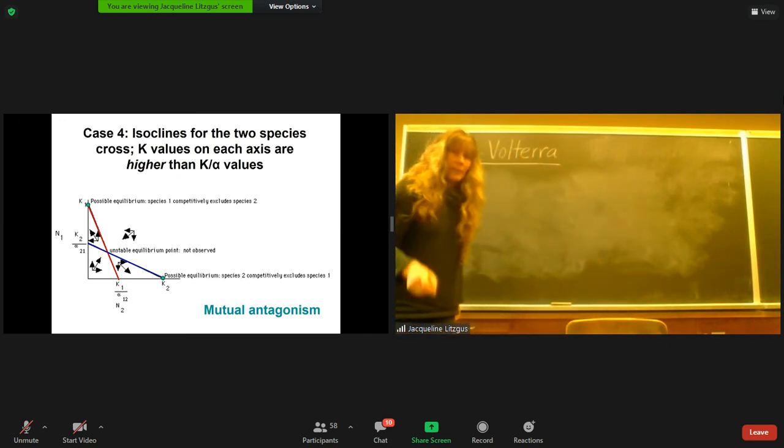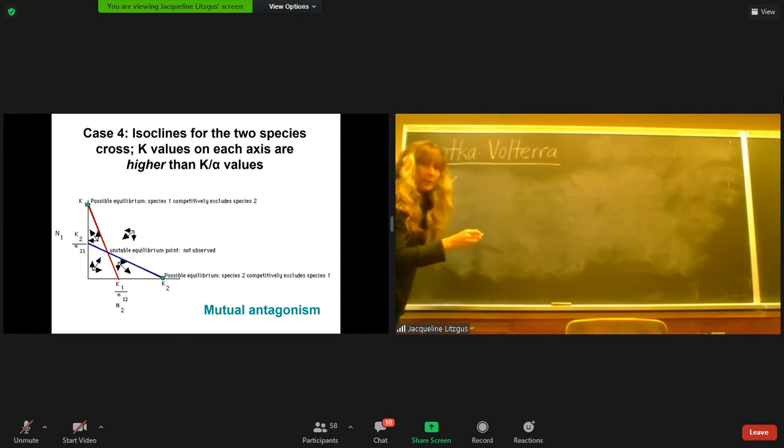Okay, so we'll do the N1 axis first. So the K1 value is a bigger value than the K2 over alpha 2-1 value. That's just going by what's on that N1 axis. K1 is a bigger value than K2 over alpha 2-1. Again, we want to get all the impacts of species 1 together on one side of the inequality. So we multiply both sides by alpha 2-1, so we have K1 alpha 2-1 is a bigger value than K2. So right away you see that the impacts of species 1 on species 2 are greater than the impacts of species 2 on itself. Interspecific is the bigger issue here, just as you predicted.